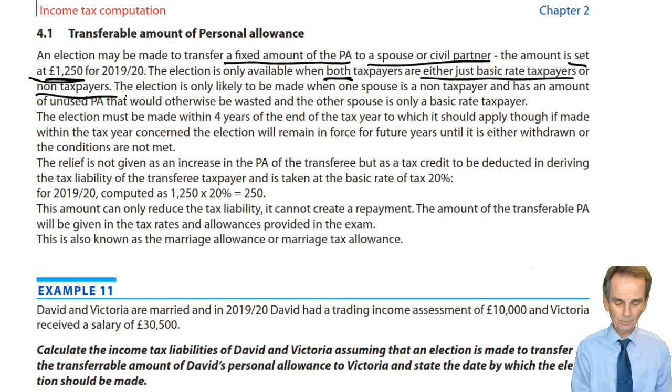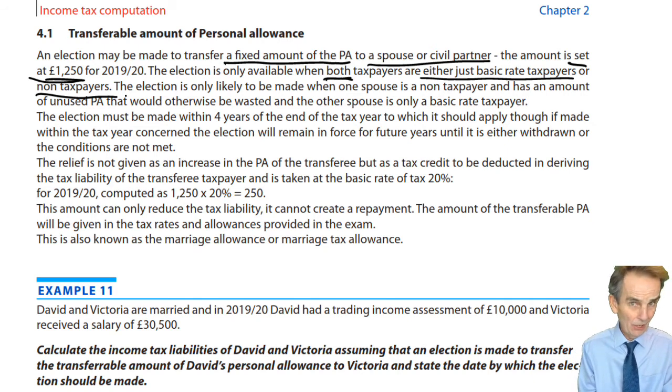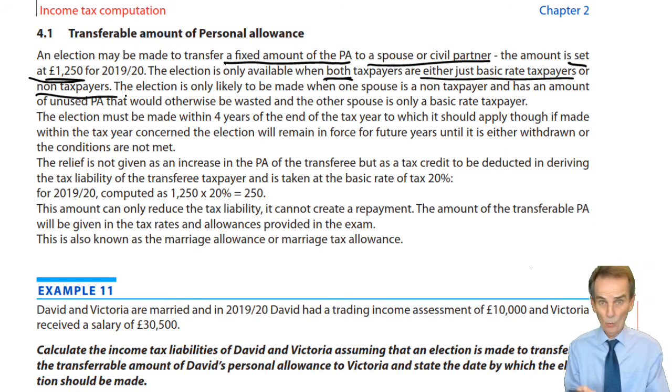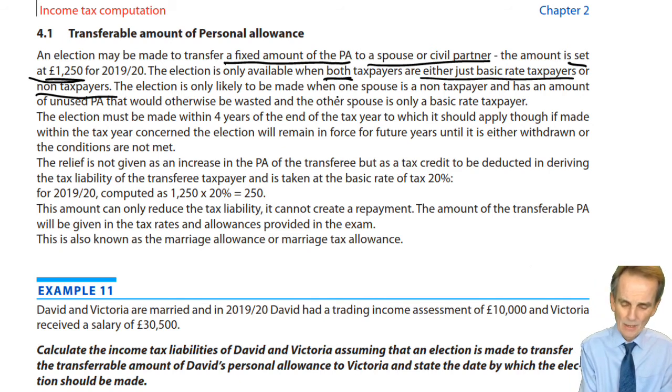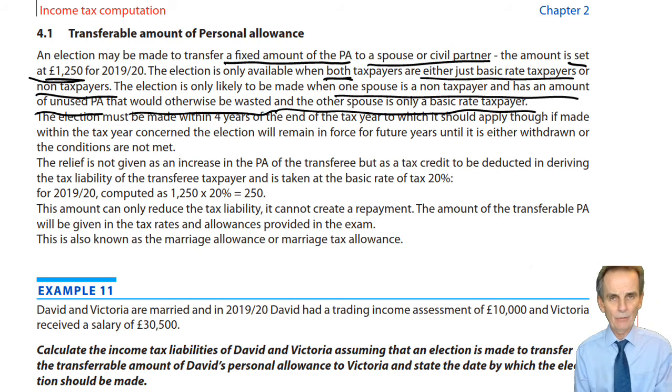So, where you're going to see it and where it is worthwhile, remember, if it's an election available to a taxpayer, you only make it if it's worthwhile there. Only going to happen where one spouse is a non-taxpayer and has an amount of unused personal allowance that would otherwise be wasted, and the other spouse is only a basic rate taxpayer.